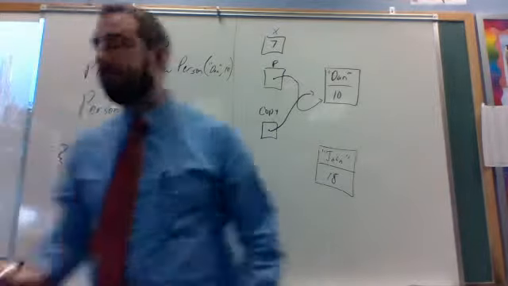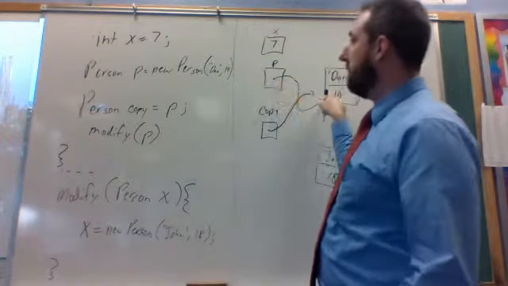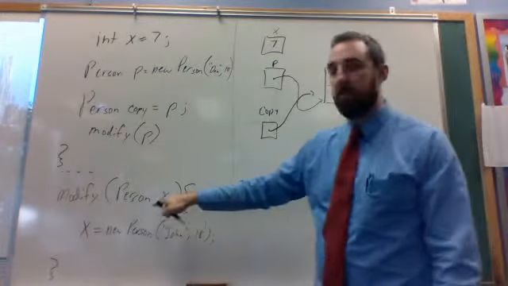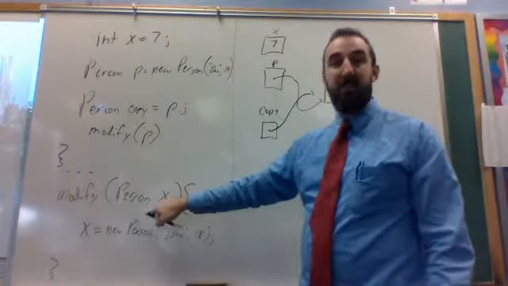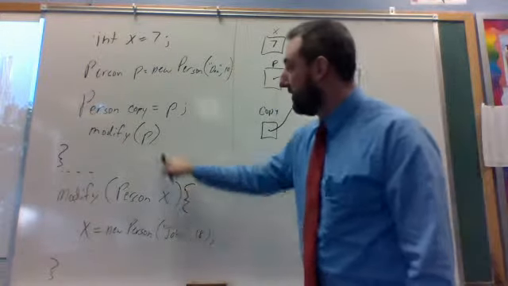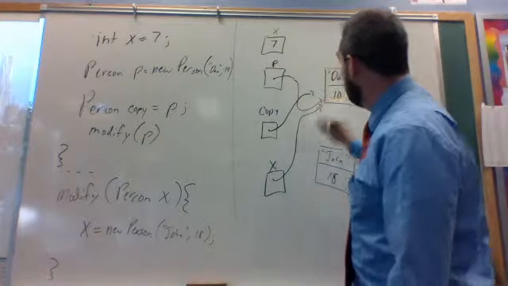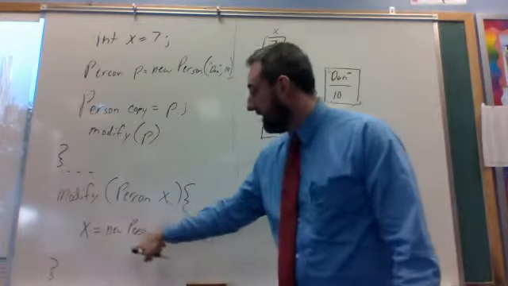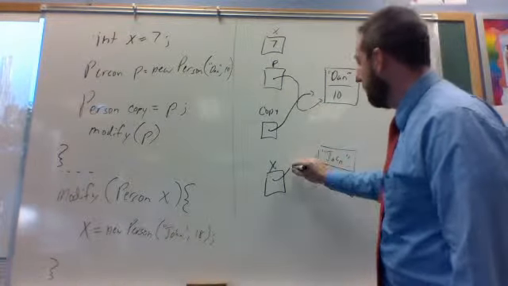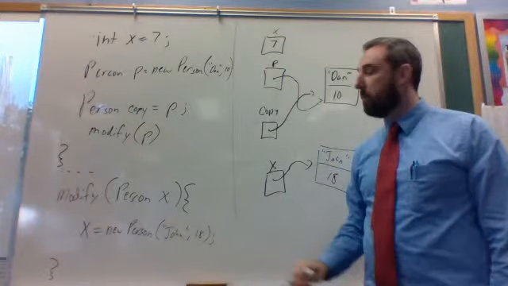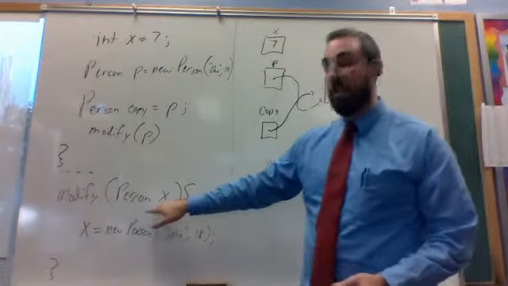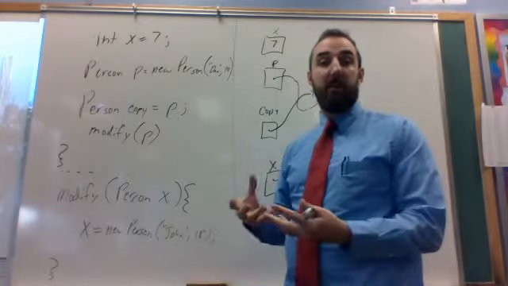All right. Well, what happens in this case? So let's go down our program. We made p, made Dan, made a copy that goes over here. We say modify p. Now, when I call this method, I make a copy of the parameter, which means there is now a new thing called x, which is a copy of p, which means it points to that same place. In here, when I say x equals new person, John 18, this goes away and points to John 18. Well, when that method's over, p has never changed. Nothing happened to it.